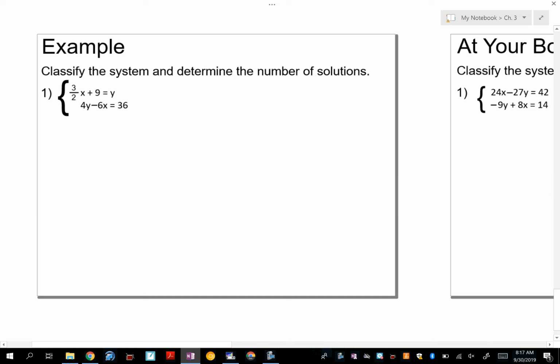Is the first one in slope-intercept form? It is. y equals 3/2 x plus 9. See how it's just written where the y is on the other side? But it actually is in slope-intercept form. What about the second one? The second one is not. So I have to add 6x to both sides. So I'm going to get 4y equals 6x plus 36.